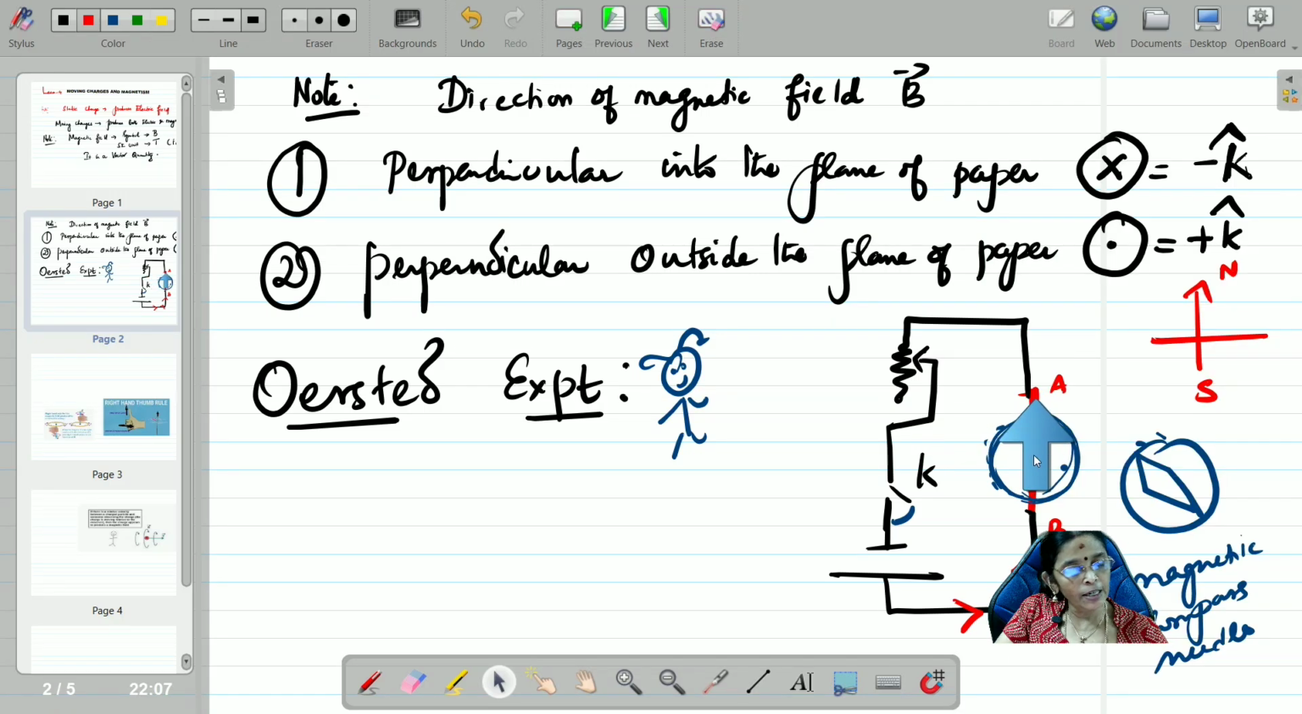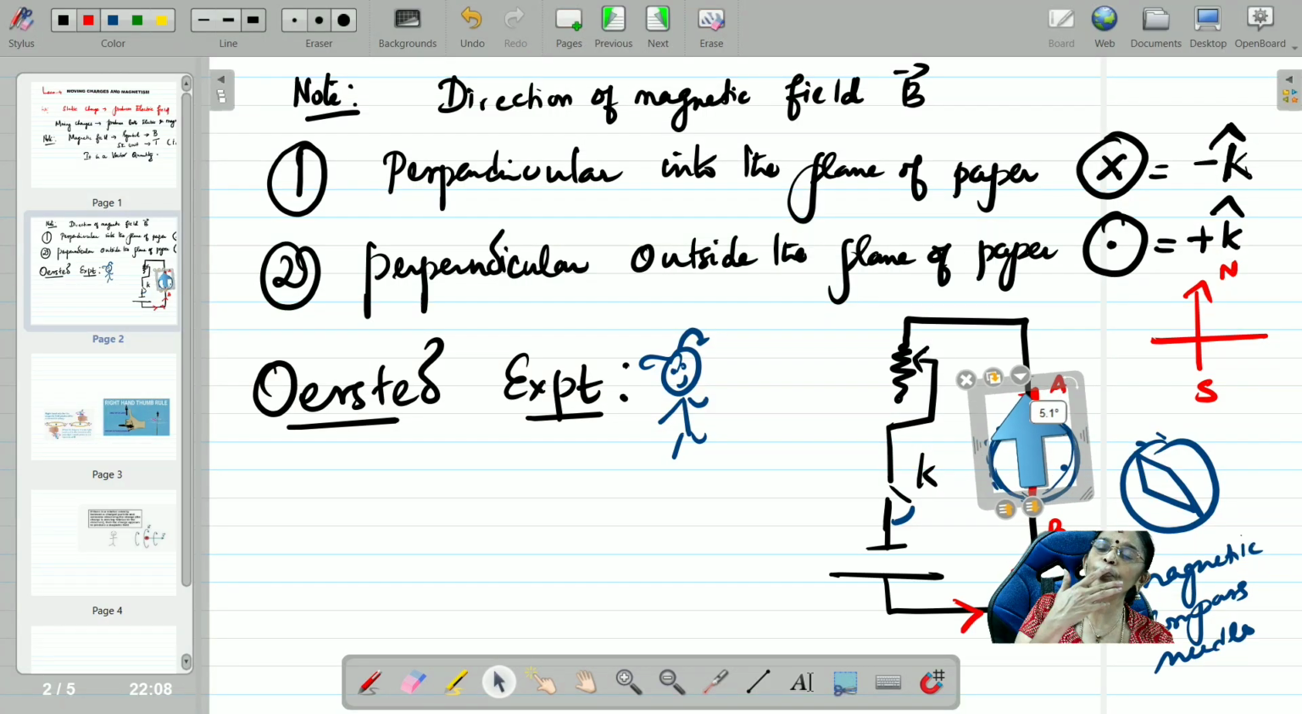See, the compass needle, it should be like this. But then what happened? As soon as the switch is closed, the compass needle, which was like this, is found to be dancing from here to here. The compass needle was found to be dancing like this, from 0 degree to 35 degree. He was puzzled. See how it is dancing?